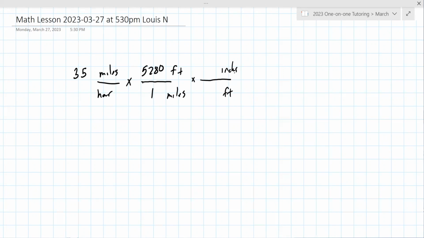of inches. There are 12 inches in one foot. And then there's this conversion between inches to centimeters.